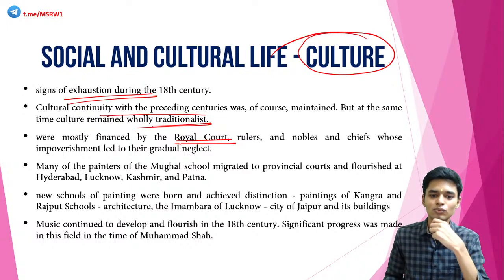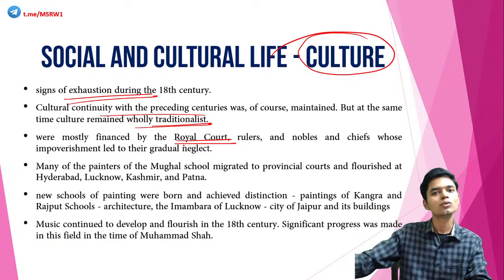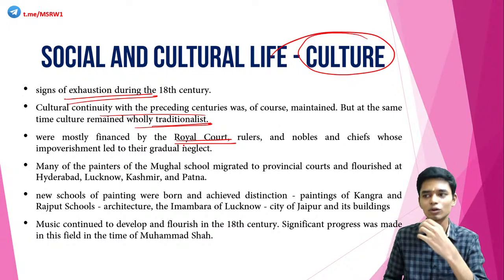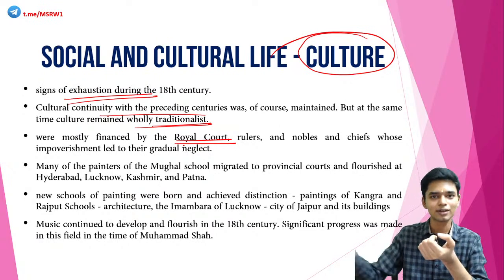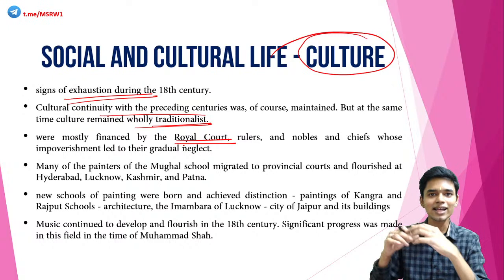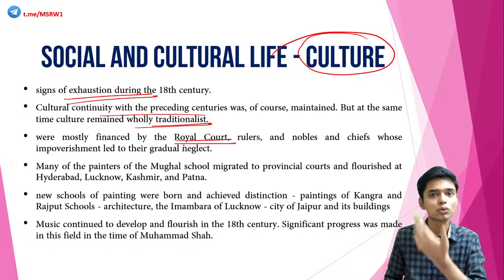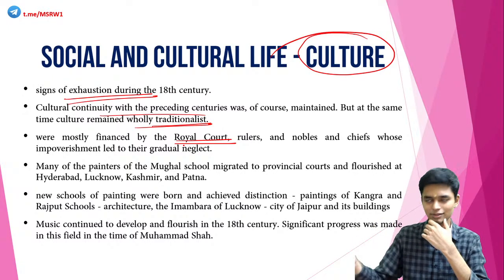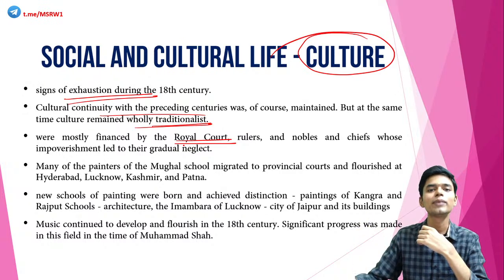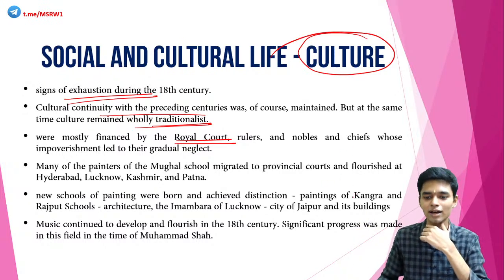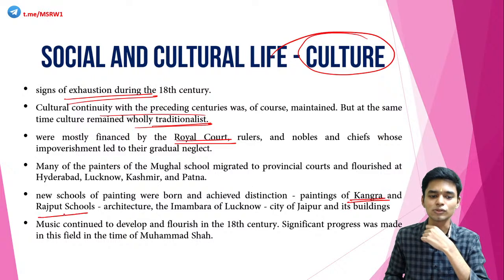When Mughals collapsed, what happened? Many painters, musicians and artists in the Mughal dynasty went to peripheral dynasties or to the newborn kingdoms, to Hyderabad, to Bengal, etc. And this actually led to the formation of new schools of painting. In terms of painting, new schools started to emerge, for example, the Kangra painting and Rajput schools.